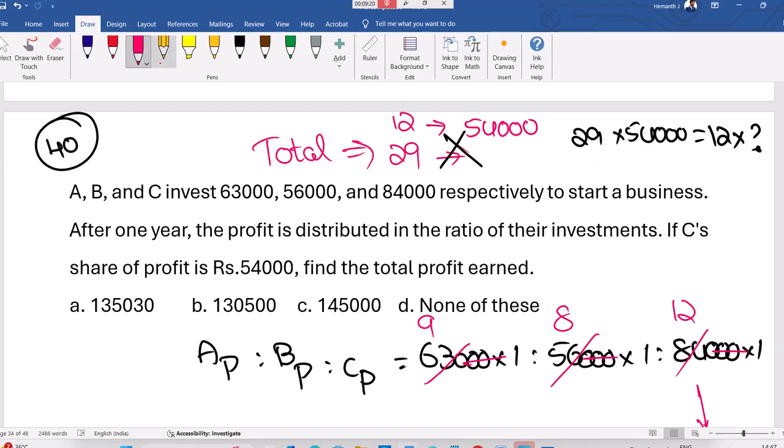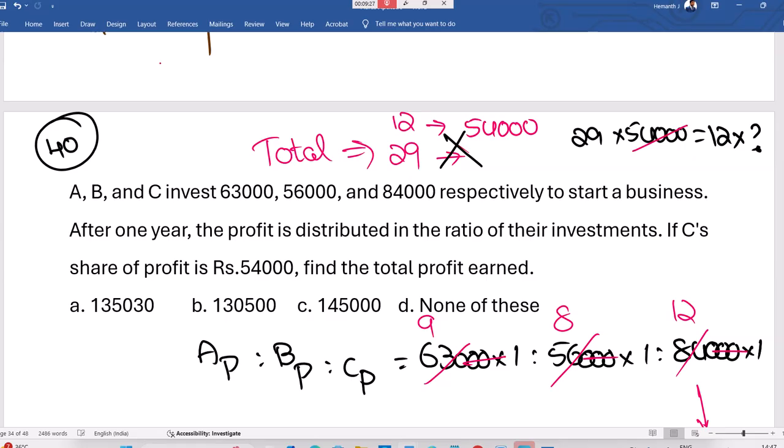The answer should be a multiple of 29, and this must hold. Let's check. This is 18,000 times 3, 4 times. Then with 4, this is 4,500. So the answer must be 29 into 4,500.